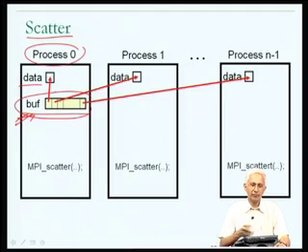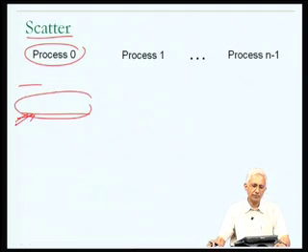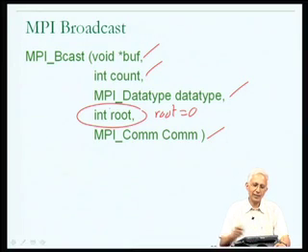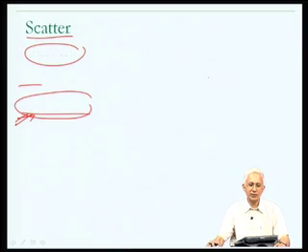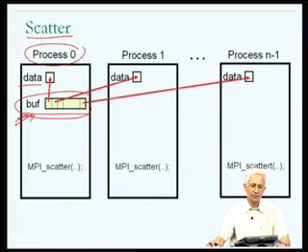So, we expect that the parameters are going to be very similar to what we had in the case of broadcast. In other words, this set of parameters. The only additional parameter that we will have will be the buffer into which the scatter is going to be done. Notice that we had both a buffer from which the scatter data came and a buffer into which the scatter data goes. So, one additional parameter in the case of scatter compared to the broadcast group communication.